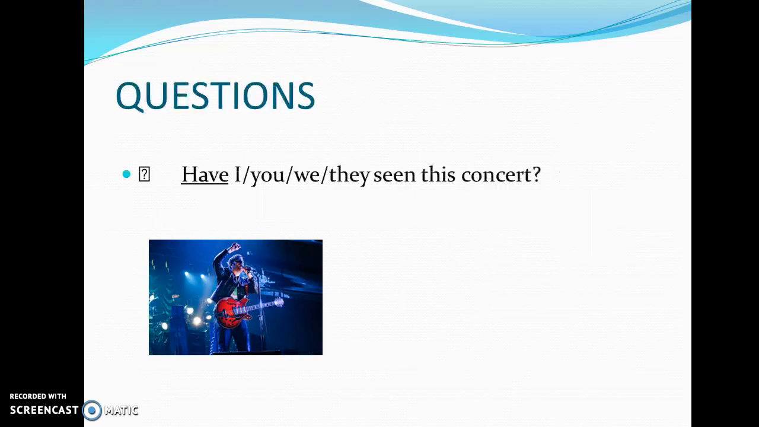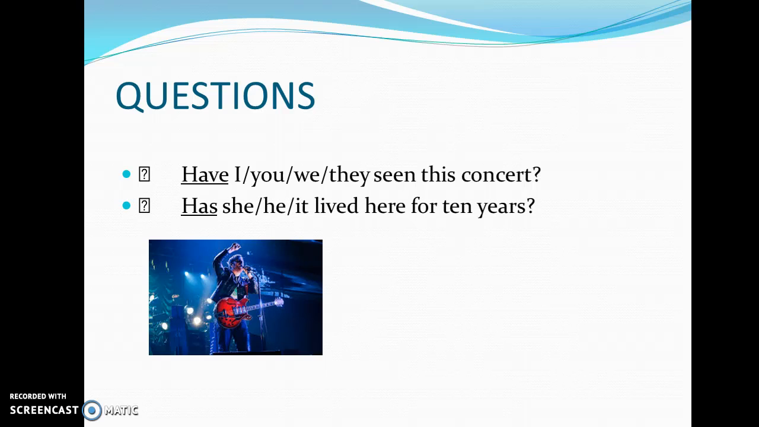Now for questions, we begin as usual with the auxiliary. Have I, you, we, they seen this concert? Has he, she, it lived here for 10 years? What are the answers? Yes, I have. No, I haven't. Yes, they have. No, they haven't. Yes, she has. No, she hasn't. And for wh-questions, we begin with the question word, and afterwards we use the auxiliary verb.